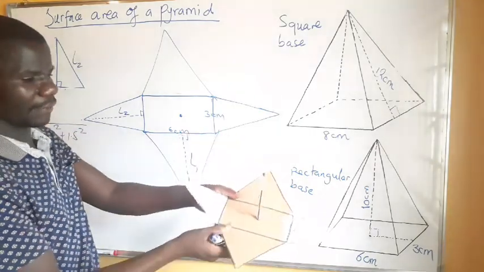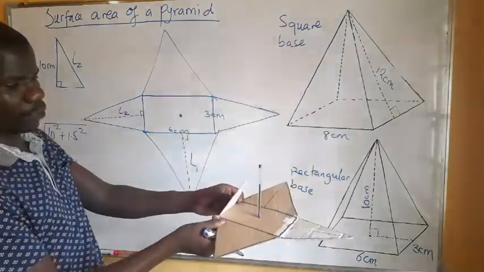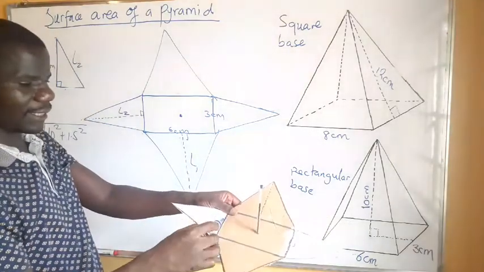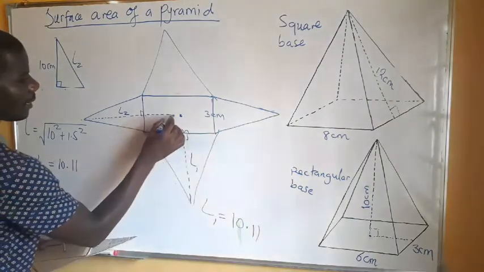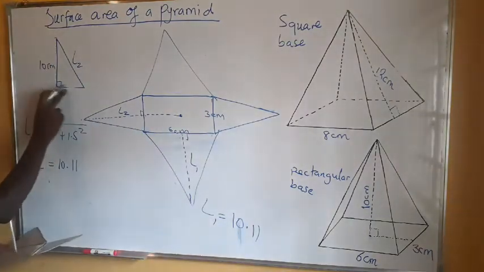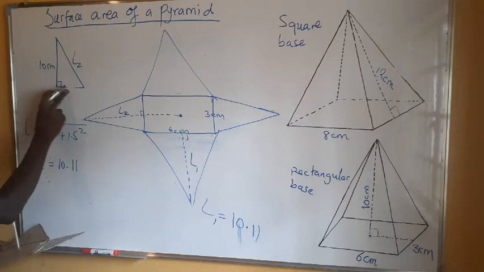From this point here, we have folded this one. And we also need this distance here. The distance from this point up to that. This distance. This is what is going to be this distance here. Okay? This is what this distance is going to be.